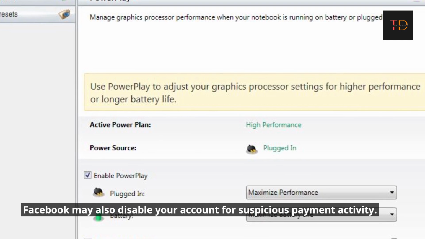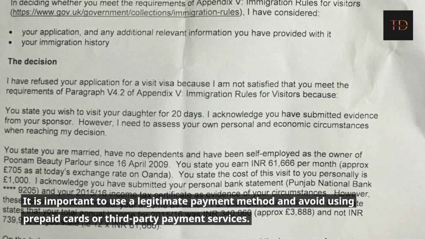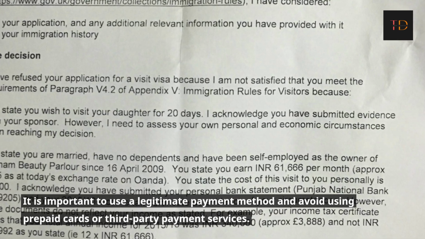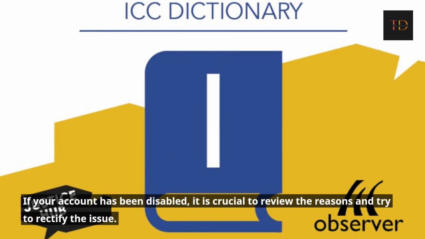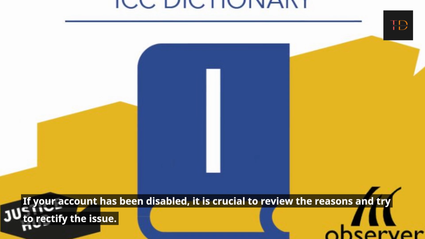Facebook may also disable your account for suspicious payment activity. It is important to use a legitimate payment method and avoid using prepaid cards or third-party payment services. If your account has been disabled, it is crucial to review the reasons and try to rectify the issue.